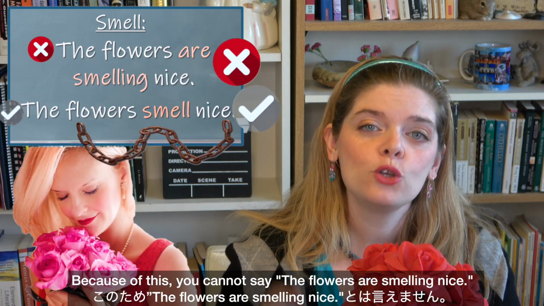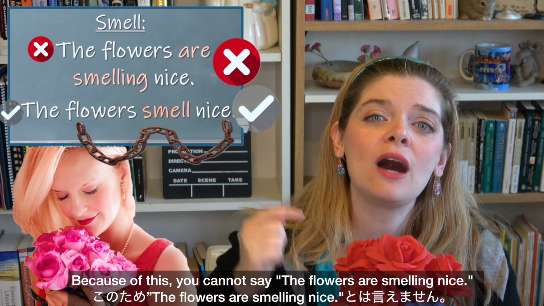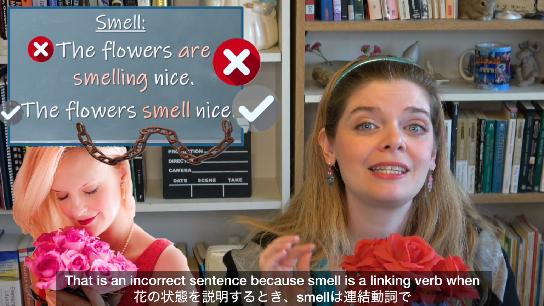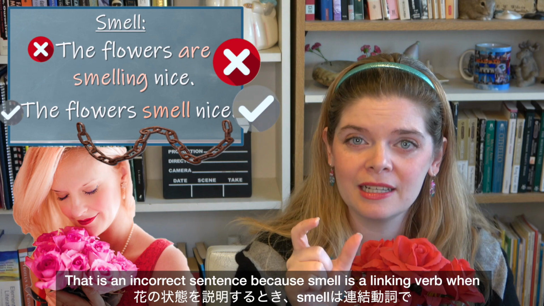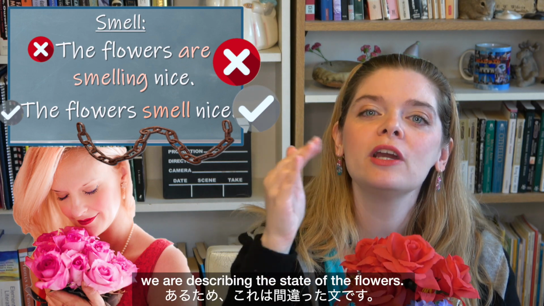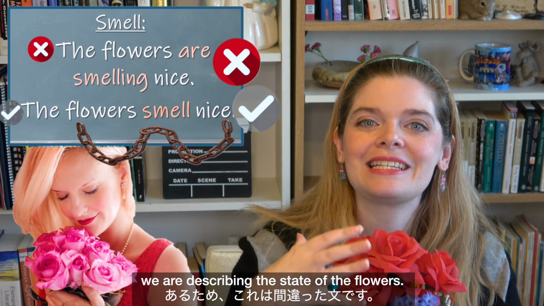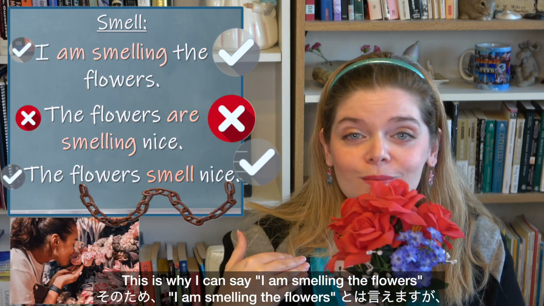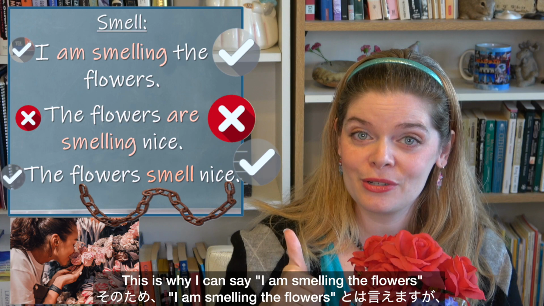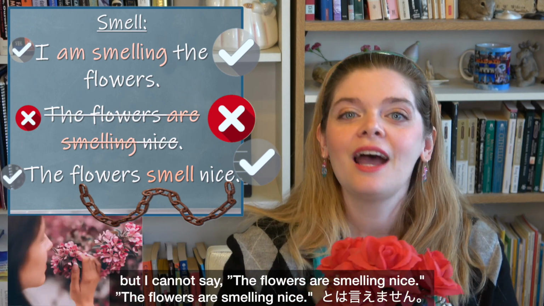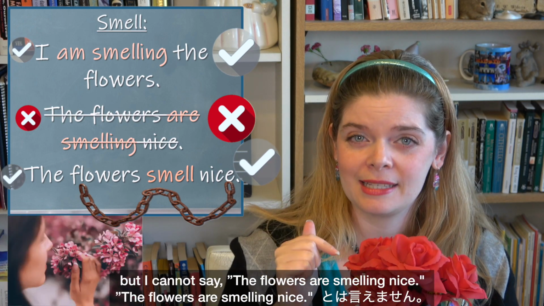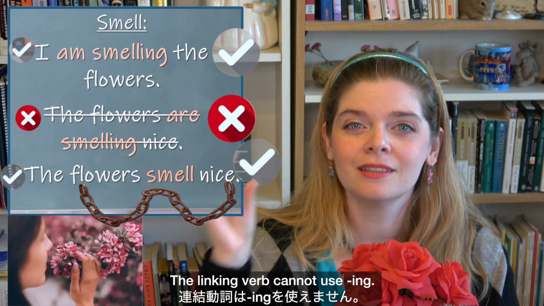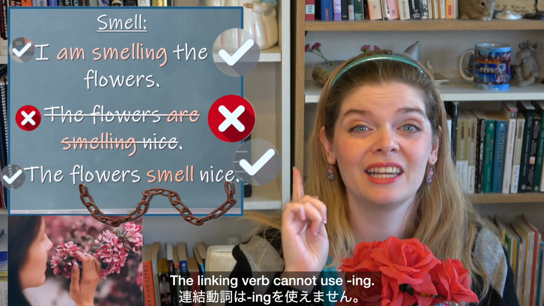Because of this, you cannot say the flowers are smelling nice. That is an incorrect sentence because smell is a linking verb when we are describing the state of the flowers. This is why I can say, I am smelling the flowers, but I cannot say the flowers are smelling nice. I have to say the flowers smell nice. The linking verb cannot use ing.